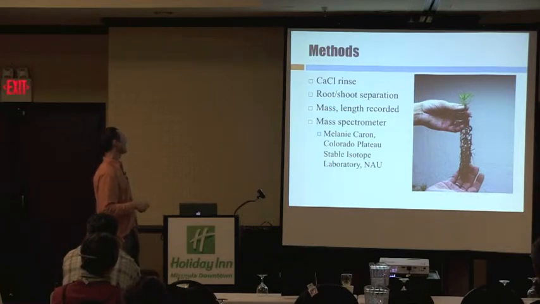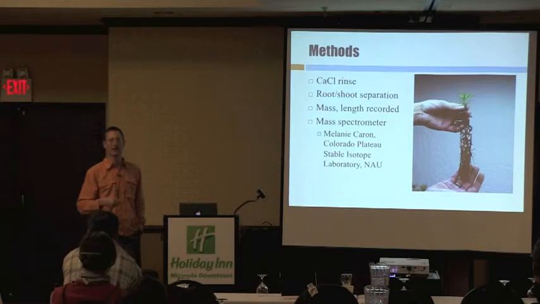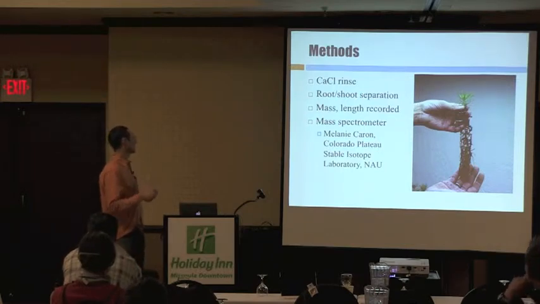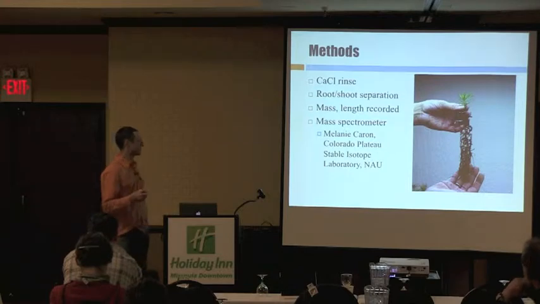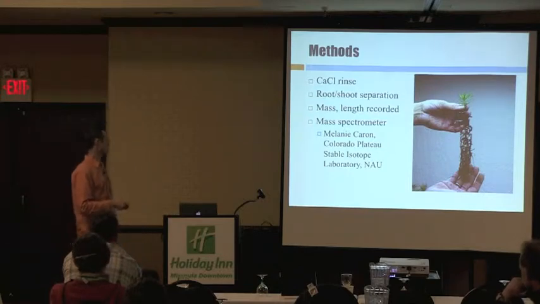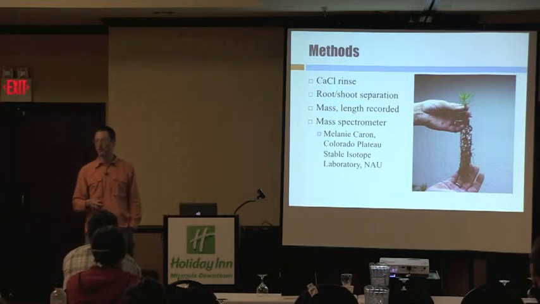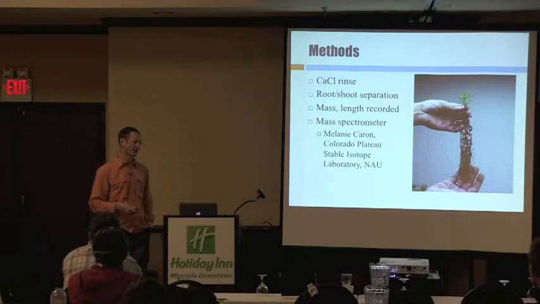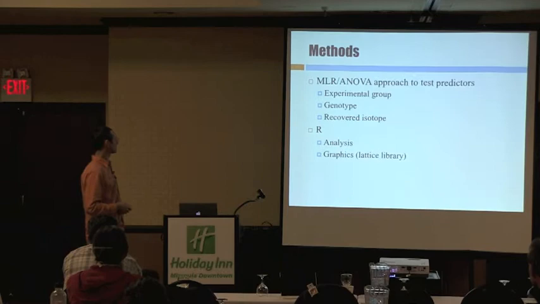Then finally, there's a calcium chloride rinse that rinses the ions off the roots so you don't continue to have uptake. We separated roots from shoots, recorded mass and length, dried them, and then sent them to NAU, where Melanie Caron was really helpful in helping me learn about isotope methods and so forth. Finally, modeling approach in R.